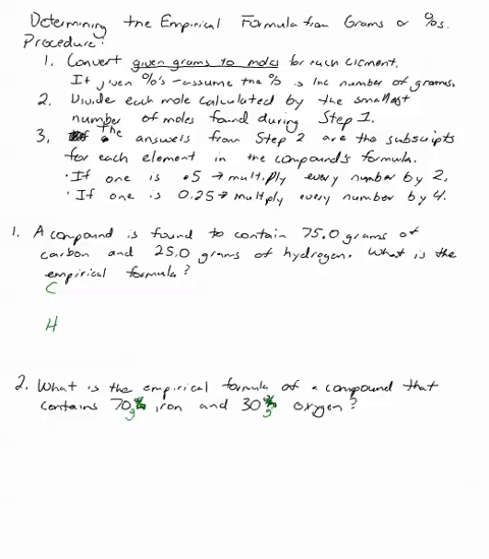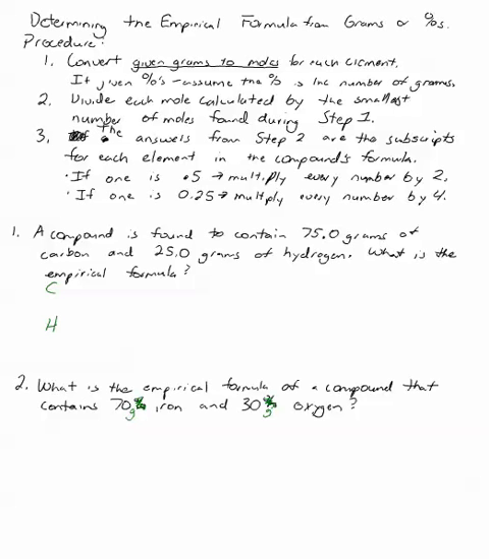Step two says we're going to divide each mole calculated by the smallest number of moles found during step one. And number 3 says the answers that we get from step 2 will give us the subscripts for our formula. So let's put that into action.